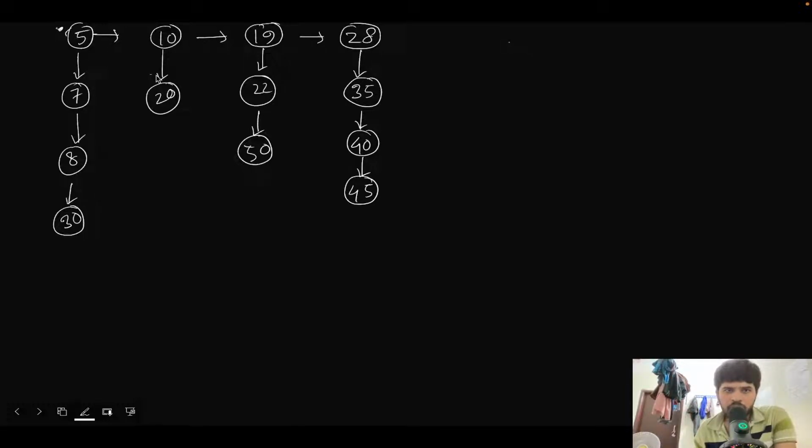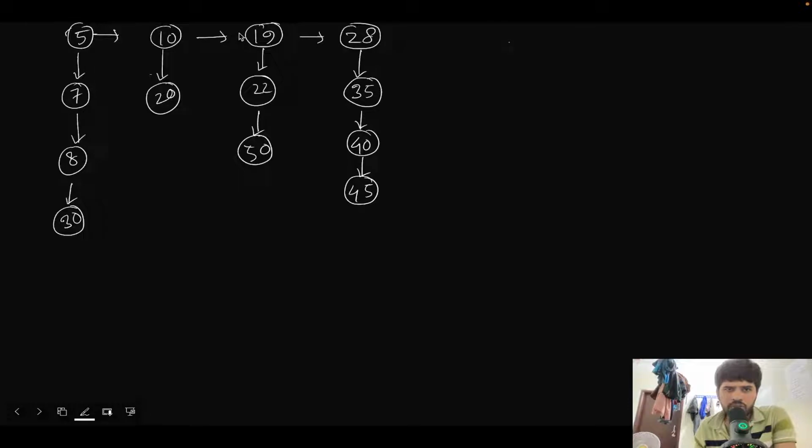So first, we're going to find out the last two. Actually, we're going to find out these two nodes. We're going to merge these two linked lists. How are we going to do that?